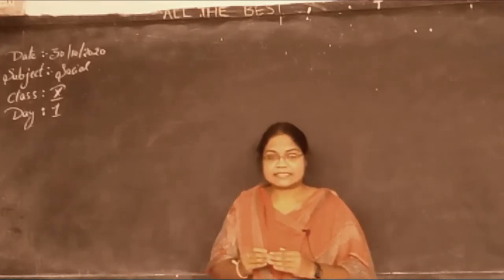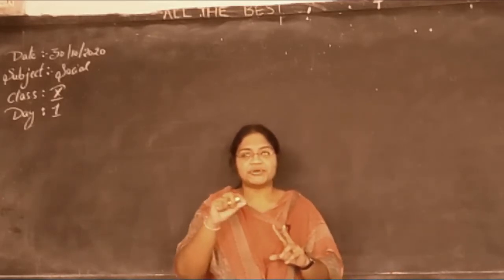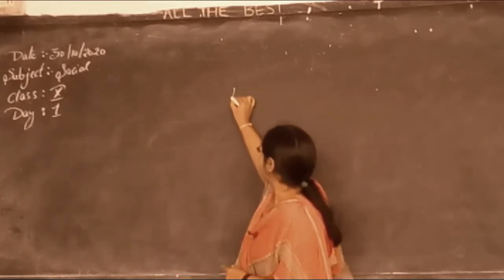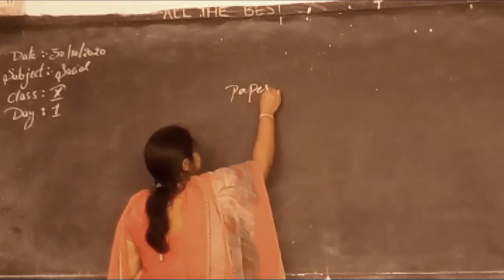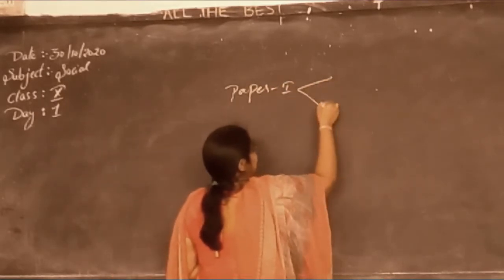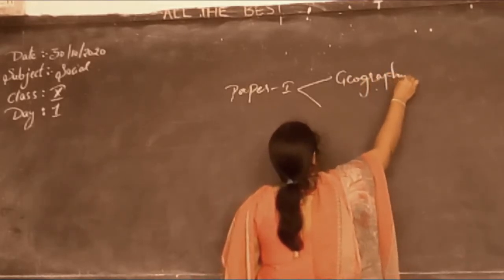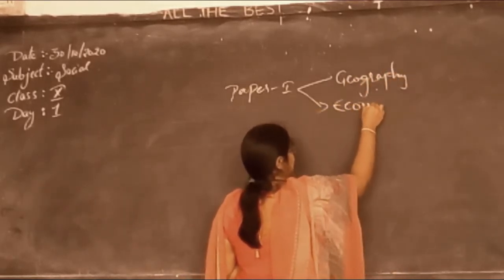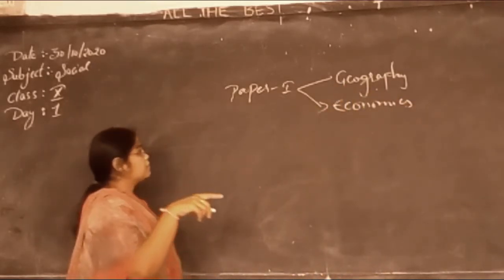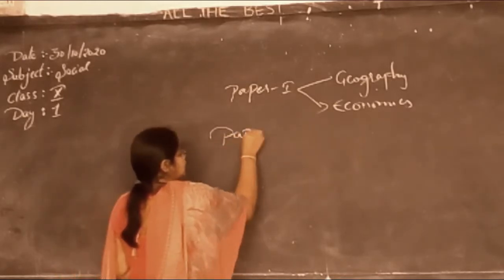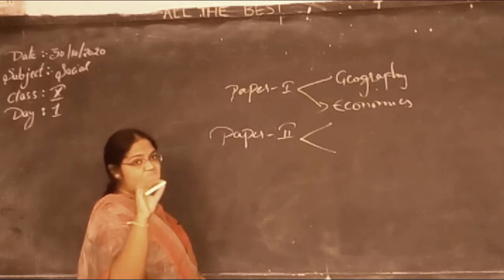So, in the 10th class standard, you have two papers, right? Paper 1 and paper 2. In paper 1, we will discuss two topics. One is geography and another is economics. Okay? In paper 1 we have two topics, geography and economics. And in paper 2, we have again two topics. In total, in social we have four topics.